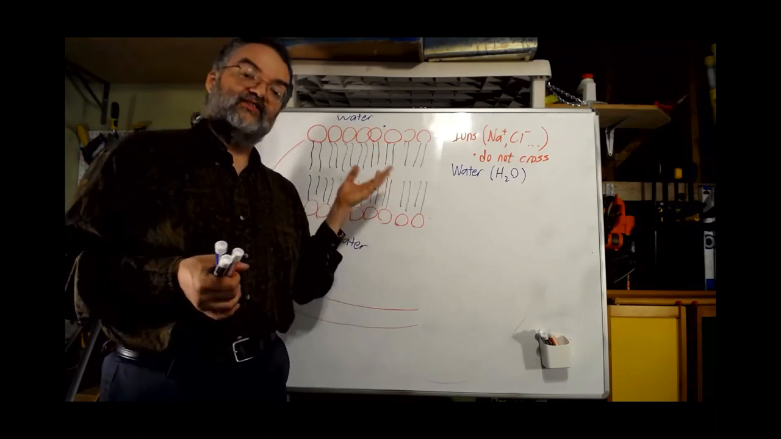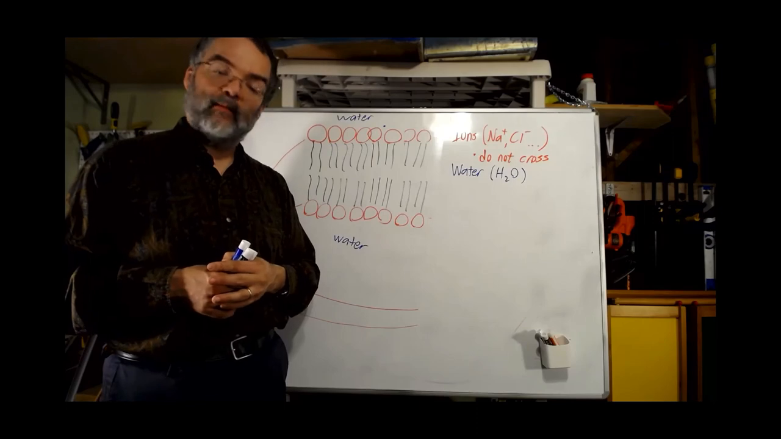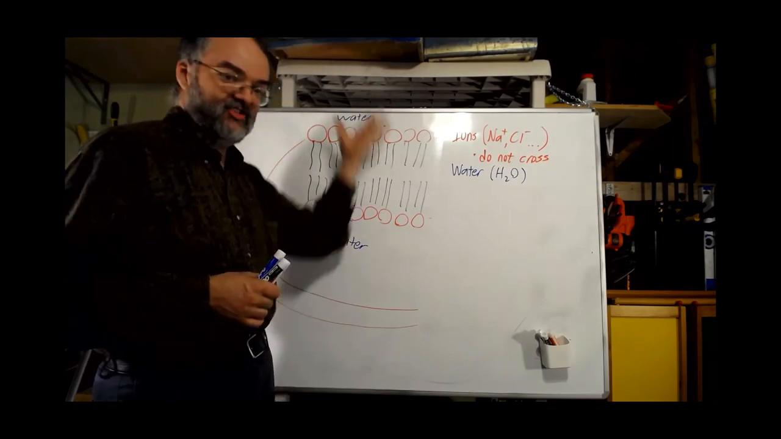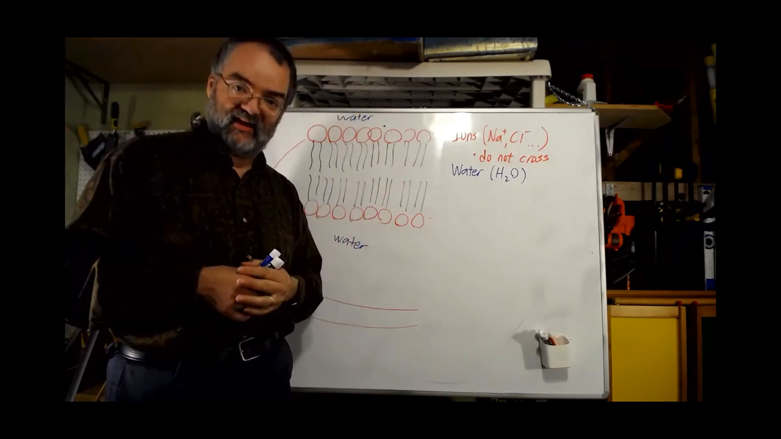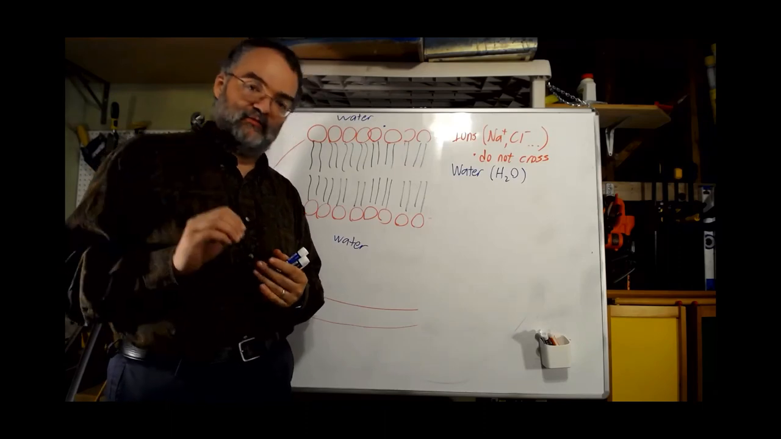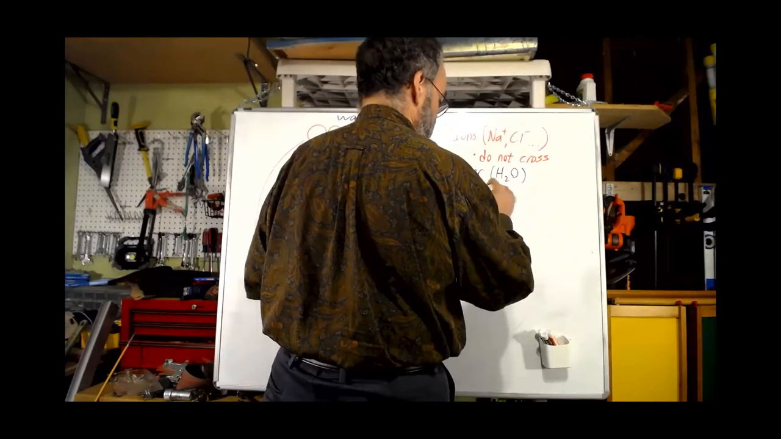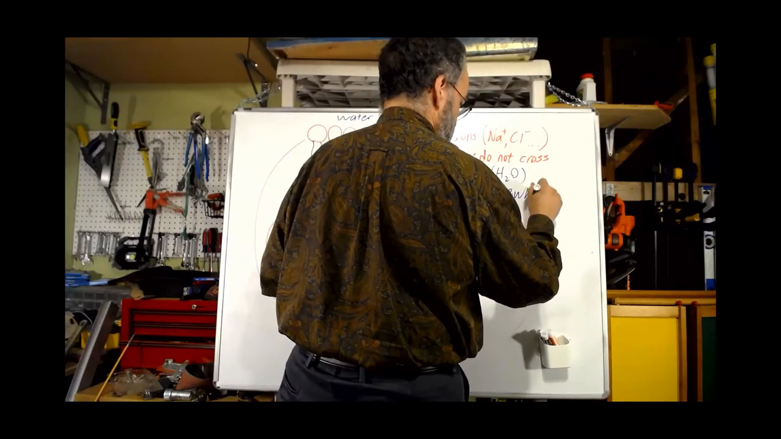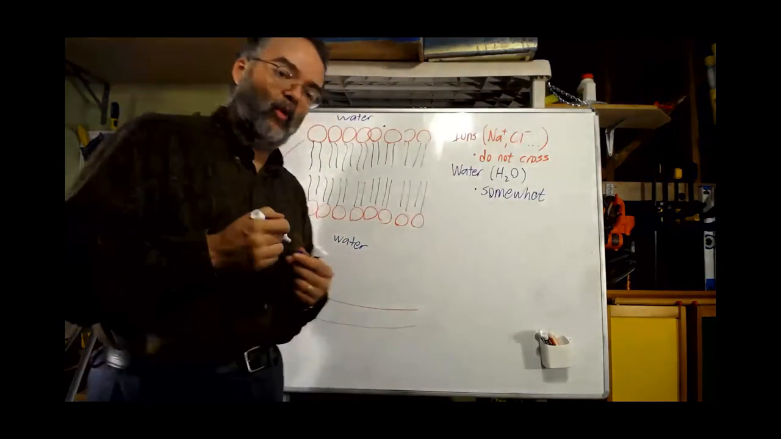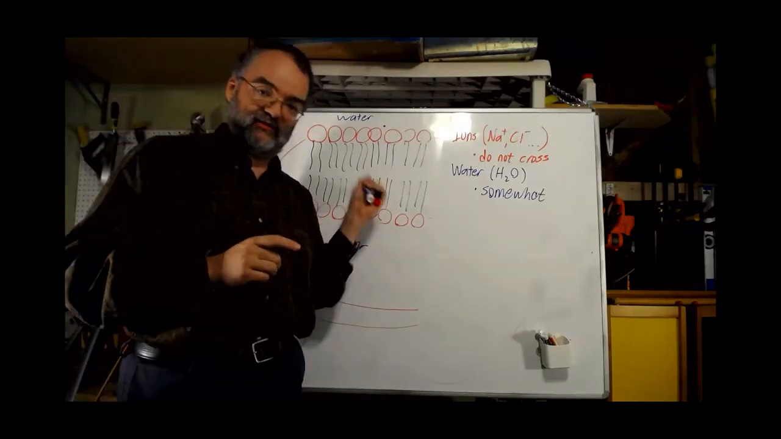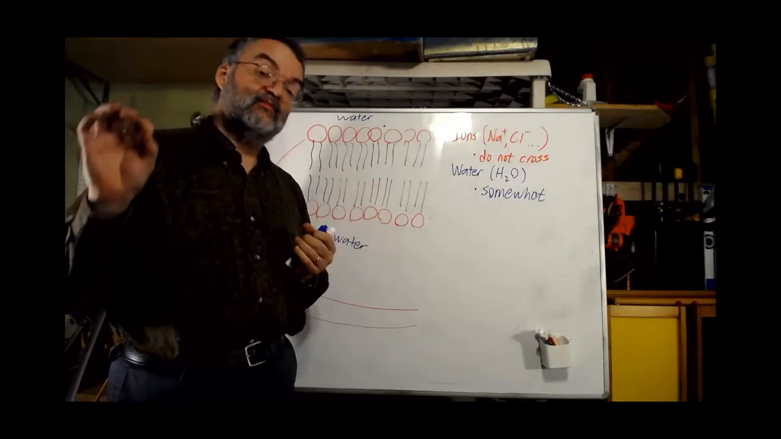So does water pass through this? Somewhat. Not freely. It's not just going to drift through it like it's not even there. It will restrict the movement of water, but not usually prevent it. So water can cross somewhat. Water will cross these phospholipid bilayers, some of them less well than others.